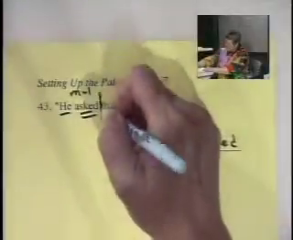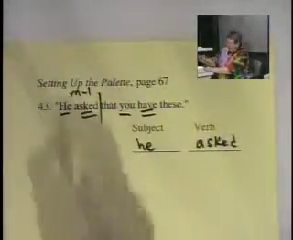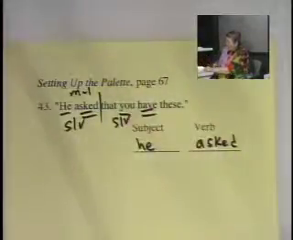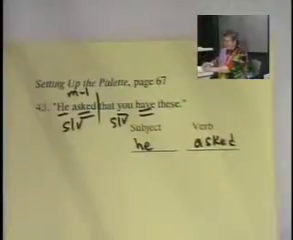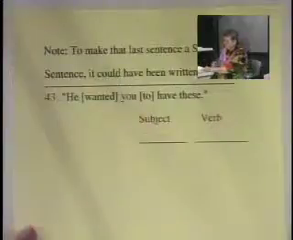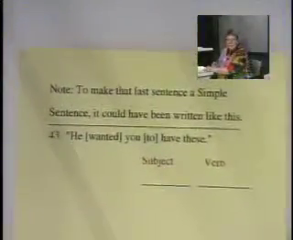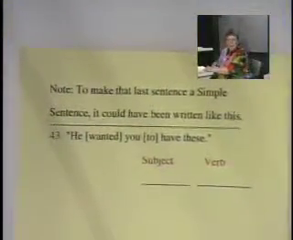So I don't even care what kind of clause that is. What I want you to see is there are 2 clauses. And if it's a subject and a verb and a subject and another verb, one thing you can tell is this couldn't be a simple sentence. Is that true? It's going to turn out to be a complex sentence, but certainly it can't be simple. If that had been rewritten, and it could have been rewritten, maybe should have been rewritten as a simple sentence, it would look like this. He wanted you to have these.